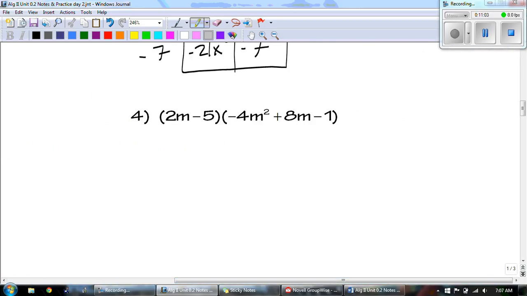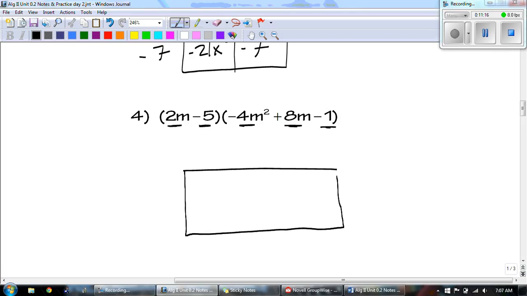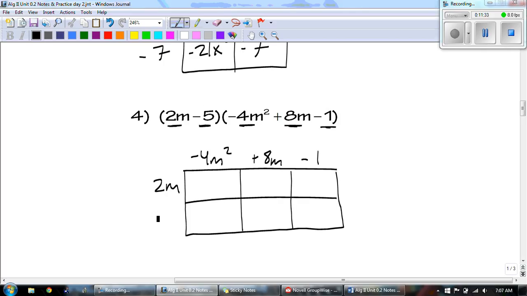Okay, now for number 4, I have a binomial times a trinomial. So our box is going to look a little bit different this time. Now when I do these, if I have a longer term or longer set of parentheses, I always put that on the top. You can do it the other way, it doesn't really matter. Just my preference. Okay, and then on the left side, I have the 2m, and we have that negative 5. Okay, so I'm just going to go through and start multiplying.